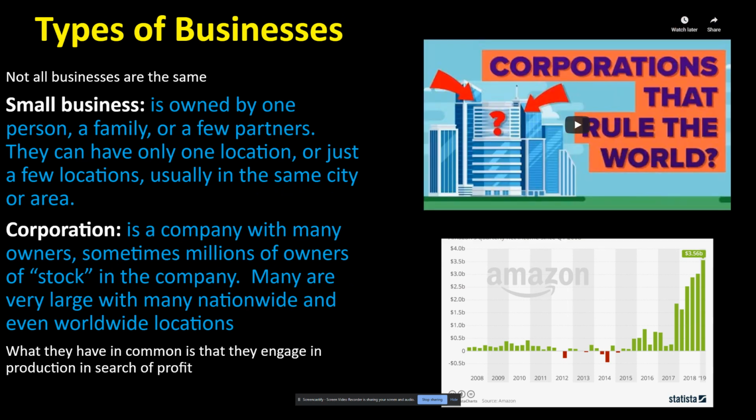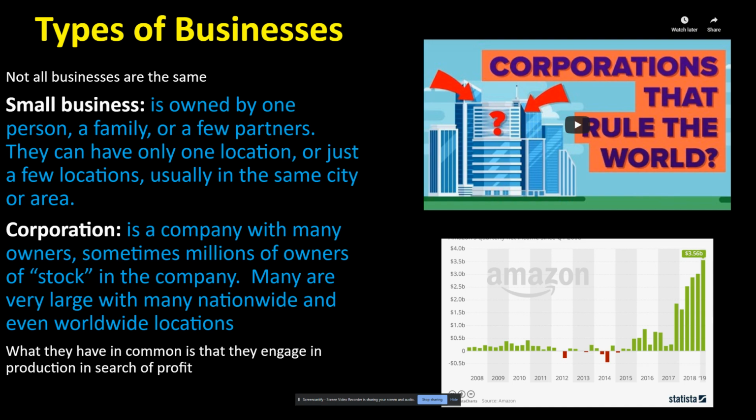So the different types of businesses. So not all businesses are the same. We have small businesses and then we have large corporations. A small business is owned by a person, a family, maybe a few partners. They can have one location or a few locations, usually in the same city or area.